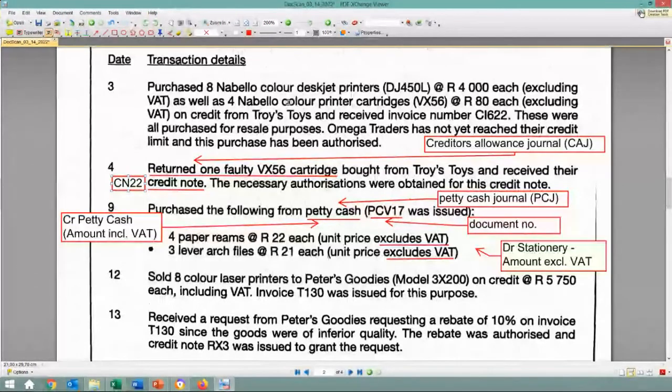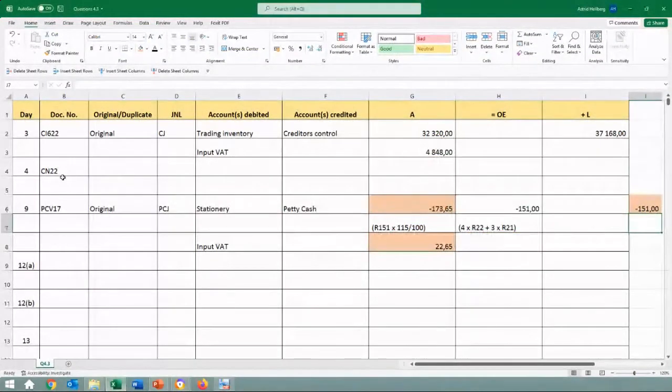And the creditors control, which was the account that I purchased it on, will also decrease. So I'm going to debit my creditors control and credit my inventory amount. But now I also need to remember that there was VAT on that creditors control amount, so I need to include the VAT amount to get to the correct amount. Okay, so let's go fill it in on our Excel sheet.